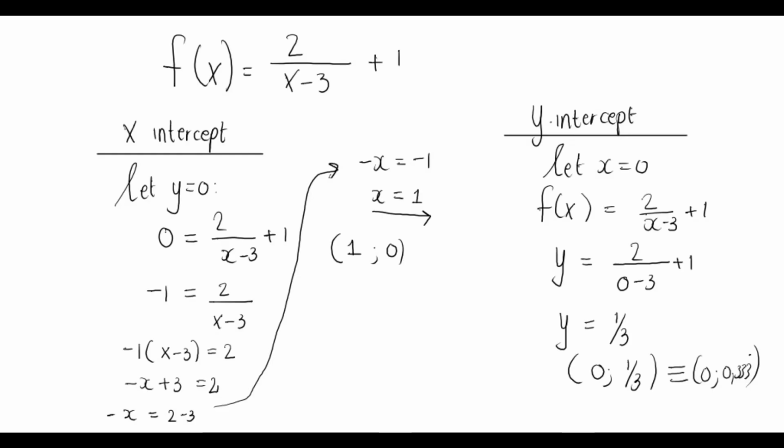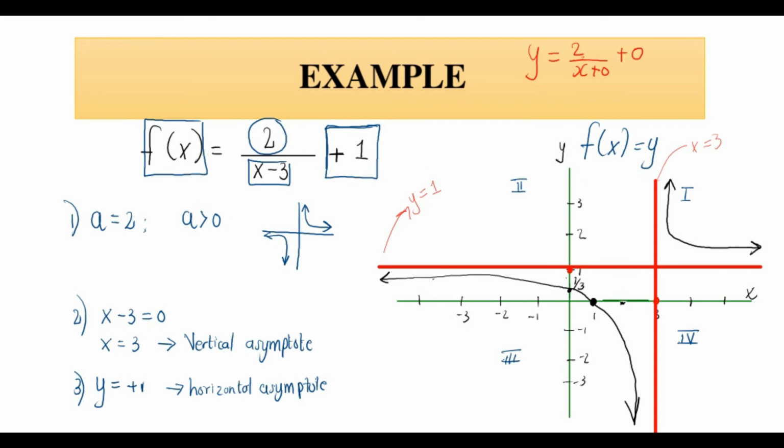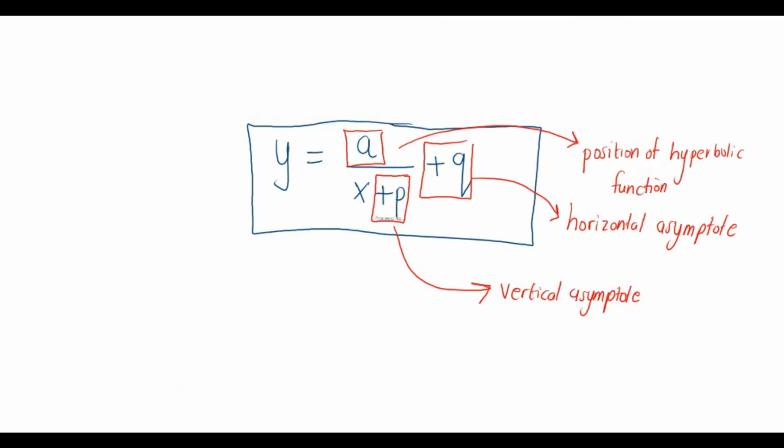And to get the x and the y intercepts of that function, guys, we need to let y equal to 0 to get the x-intercept, and we need to let x equal to 0 to get our y-intercept. And from there, we are happy. We have got our hyperbolic function, right?